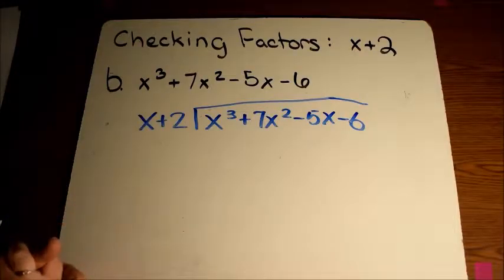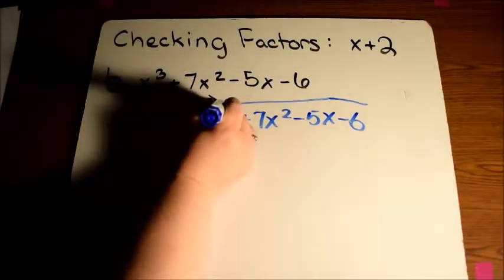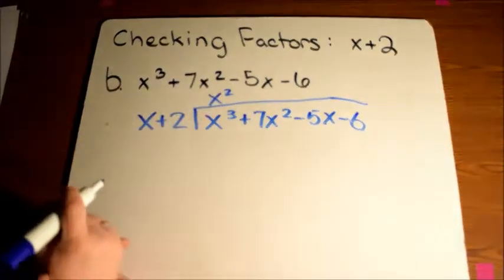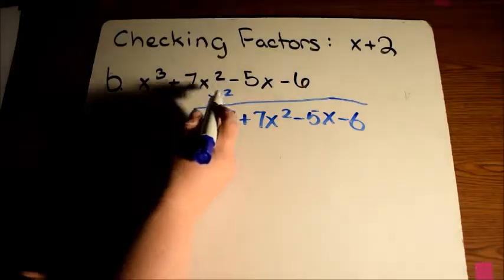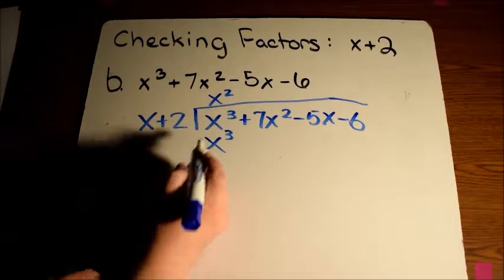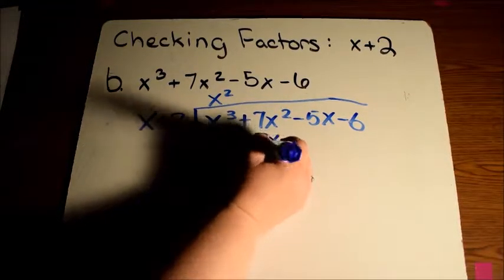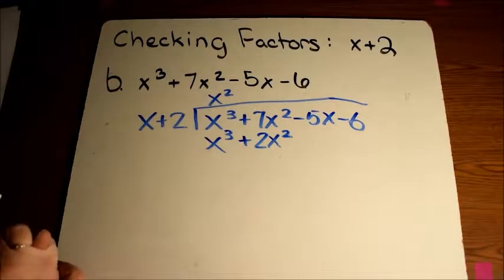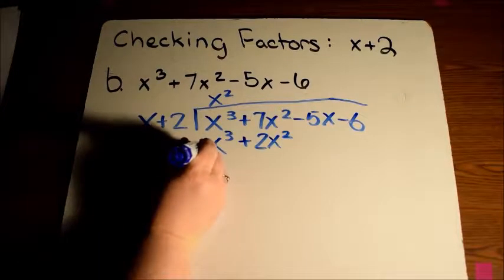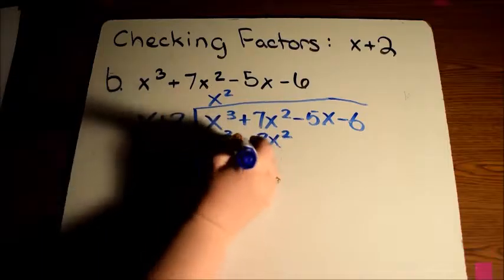So first we divide. X cubed divided by x is x squared. And now we multiply. X squared times x is x cubed. X squared times 2 is 2x squared. Now Sister, subtract. Change that positive to a negative. Change this positive to a negative.